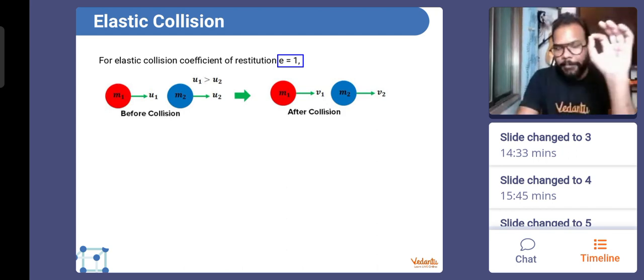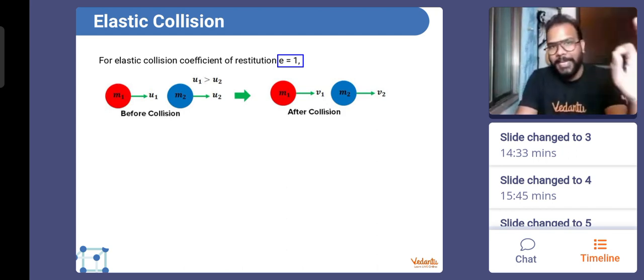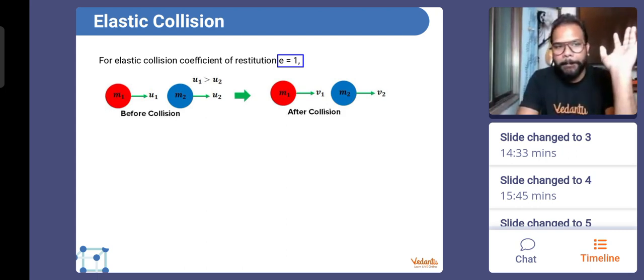Let's first understand. Biggest disclaimer to all of you guys. What you are about to see is the biggest derivation of your entire JEE preparation, class 11 plus 12. The lengthiest derivation is coming on the way. It is the lengthiest derivation. Okay, derivation of what? Understand that.